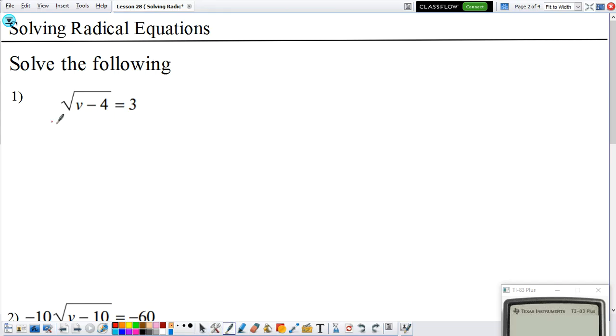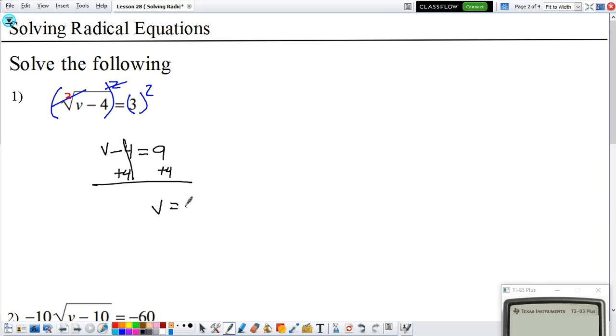Now you have to remember that if you have a square root, there's always an imaginary 2 there. So to eliminate a square root, we use the opposite, which is an exponent. We raise both sides to the exponent of 2, because this way the exponent is going to cancel out with the root. Now we have b minus 4 is equal to 3 to the second, which is just 9. Then you add 4 to both sides, and now you have that b is equal to 13.